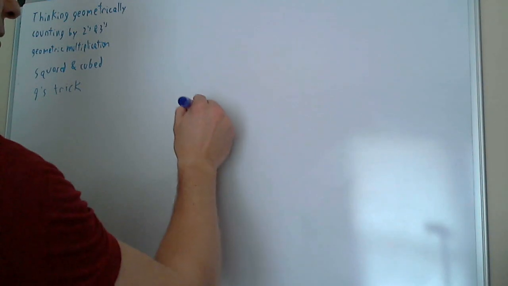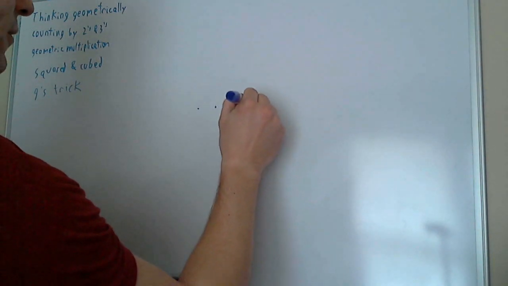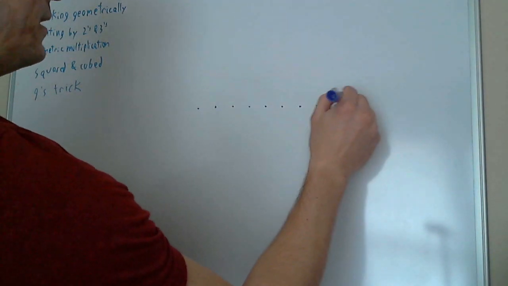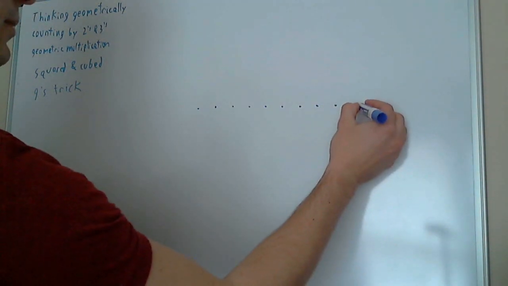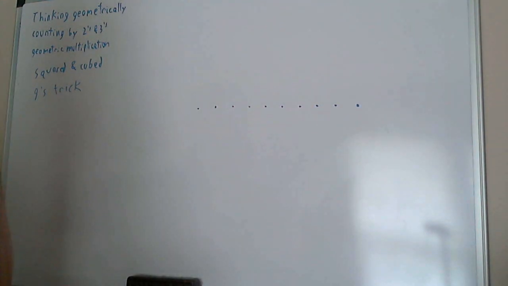So what we're going to do is we're going to look at some dots here. 4, 5, 6, 7, 8, 9, 10. So I've got 10 dots there, right? And hopefully you guys can see those all right. And let me make that one a little bit bigger maybe so it's obvious. So we got 10 dots.